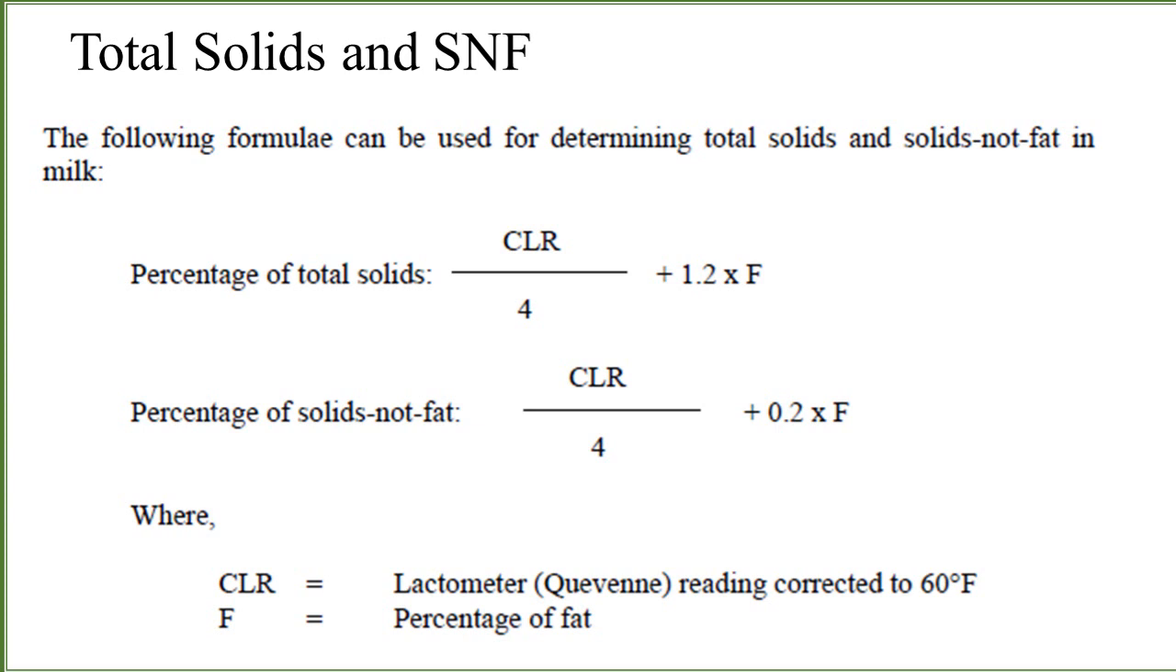These are the formula description of the total solids and SNF calculation. Total solids and solids not fat in the milk, where CLR is equal to lactometer reading corrected to 60 degrees Fahrenheit, just like earlier slides we have described in detail, and then percentage of the fat.